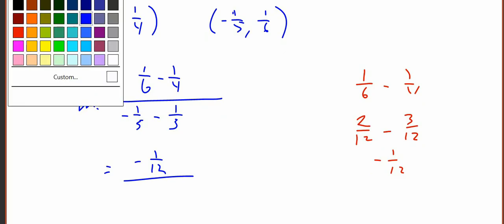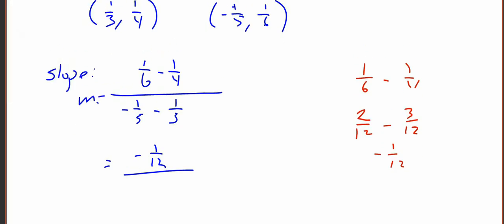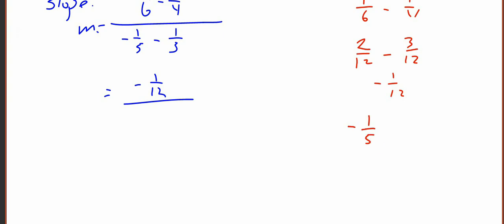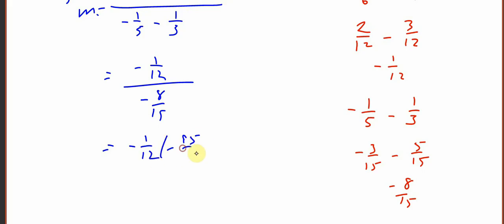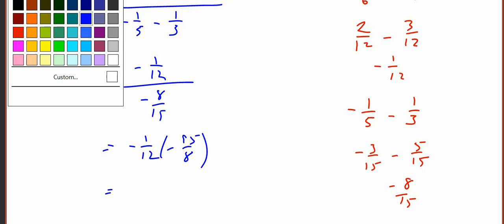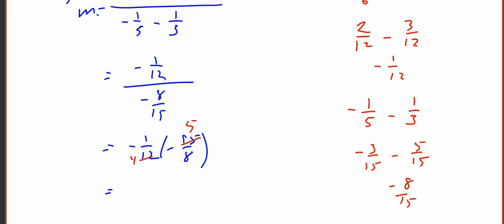And I've got some noisy dogs in the background, so my apologies. And then my denominator, 1/5 minus 1/3. Common denominator is 15, so getting my equivalent fractions, that's negative 8/15. So I can reduce these a little bit because that's divisible by 3, and so is that. Negative and negative give me the positive, so that's going to be 5 over 32. So there's my slope.